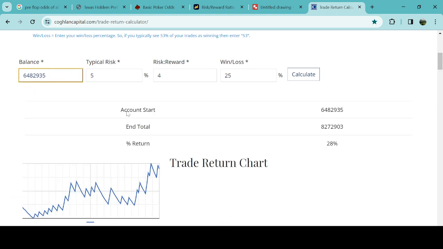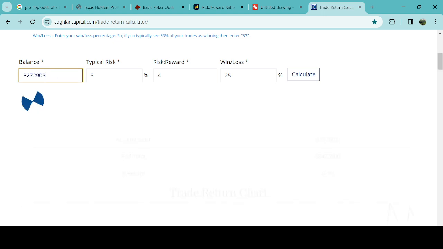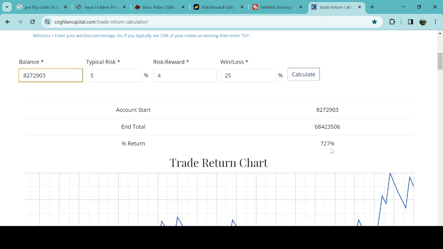But sometimes you will have drawdowns. Sometimes it'll be just a measly 28% per 100 trades, which is still great, by the way. But sometimes it'll be 700%. What you can see is that it's trending up, and now the account's at $68 million. So the point of this is to show you that this is the amount you should be risking per trade.